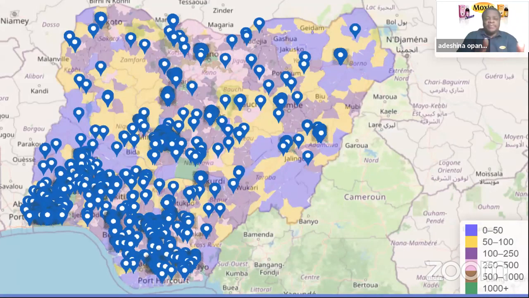So this map here is a geospatial map that combines the population of Nigeria with the pharmacy spread in Nigeria. And of course, you see that down here in Lagos, they are falling over themselves. In Abuja, the same thing. Down here in Port Harcourt, the same thing. But you notice that up north, the numbers are few and far between.